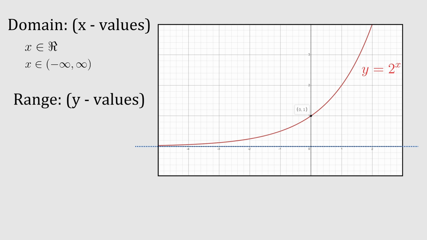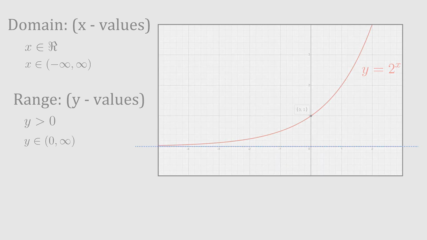The range is all possible y values. And as you can see, because we have an asymptote, the y value never reaches 0 or any negative number. Thus, y will always be bigger than 0, or y is in the set 0 and positive infinity, both not included. We will look at domain and range again in the example.